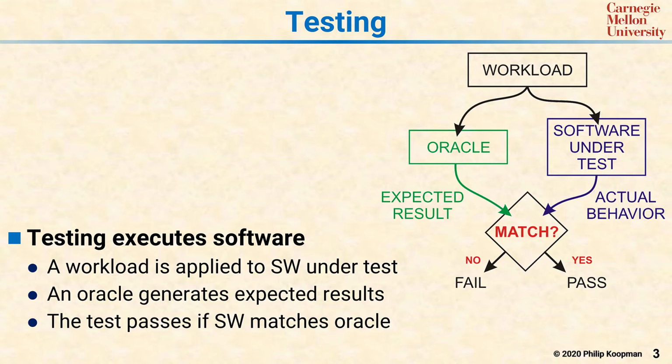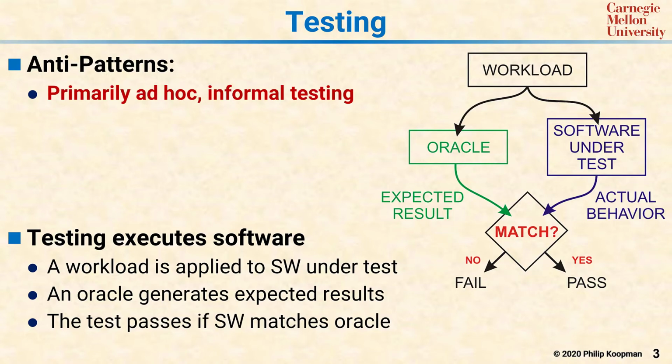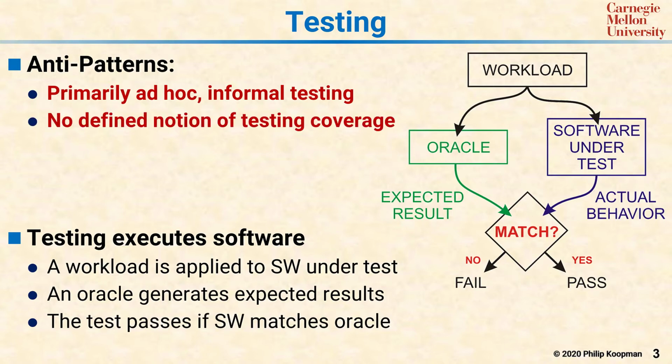Some anti-patterns for testing are when you see primarily ad hoc informal testing, people just beating on software to see what happens. That's probably not good testing, especially if that's the bulk of the effort. If you have no defined notion of test coverage, that's also a problem. Test coverage has to do with the question of, well, did we do enough testing? We'll talk about that more later.